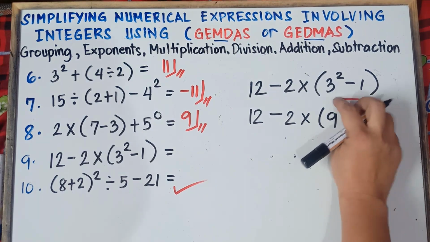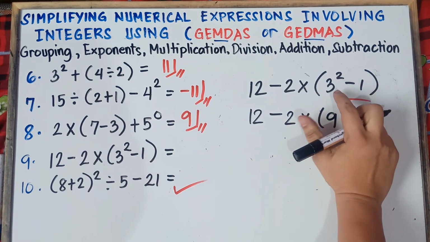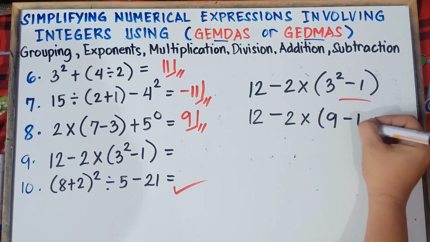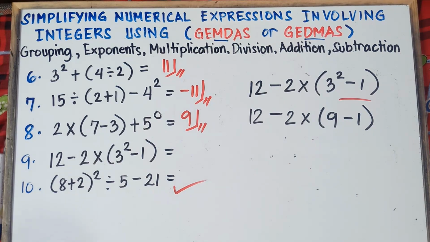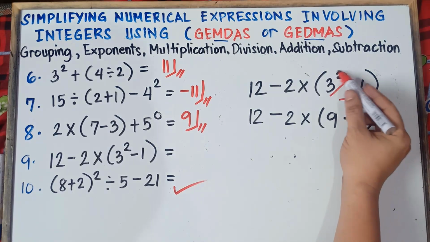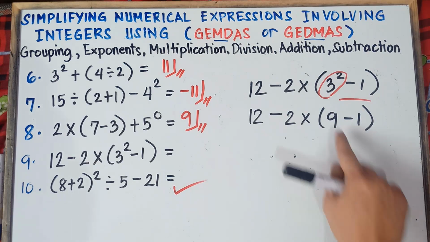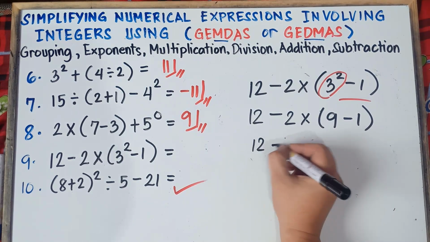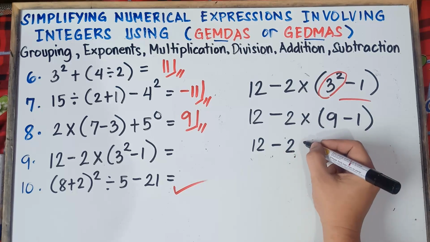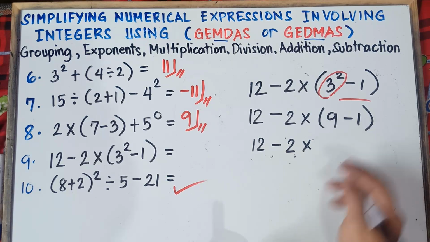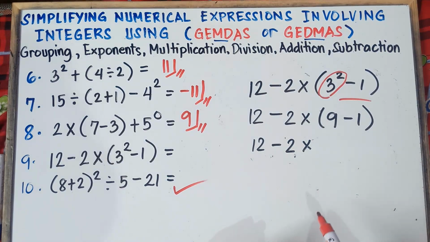Once again, class, 3 squared doesn't mean 3 times 2. It means 3 times 3. And 3 times 3, that is 9. Copy the minus sign, copy 1, close parenthesis. Once again, class, we cannot remove the parenthesis because we just simplified 3 squared first. Alright, and then we subtract. So copy 12, copy the minus sign, copy 2, copy the multiplication sign. 9 minus 1, that would be 8. So we can remove the parenthesis because we're done simplifying inside.